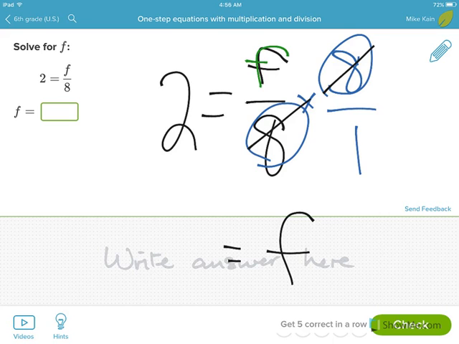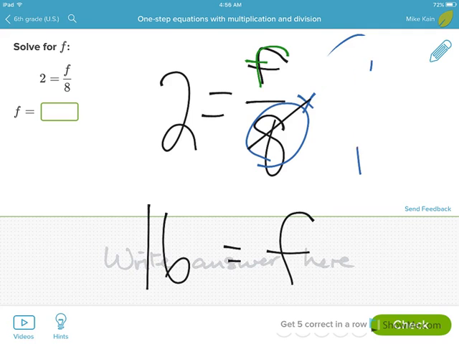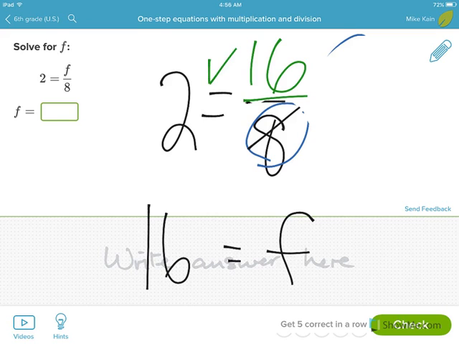Now, whatever I do to one side, I have to do to the other side, people. So I'm going to multiply this side by 8 as well. So 8 times 2 is 16. But is this correct? Well, let's find out. Let's go ahead and plug it in. If I take a 16 and I plug it in here, 16 divided by 8, does that equal 2? It does. So I am correct.